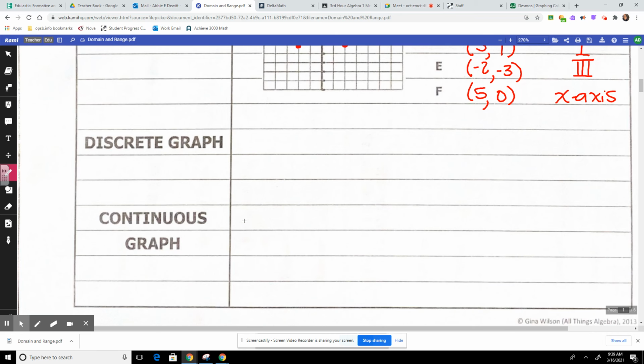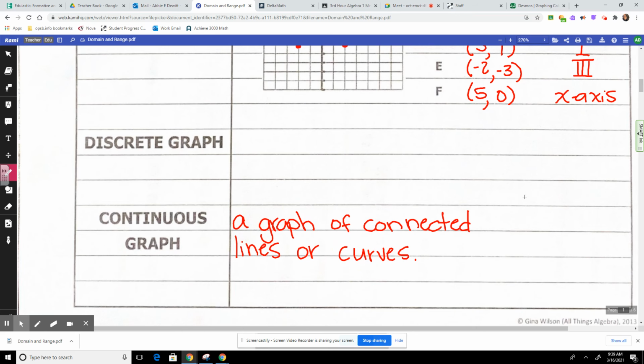Okay, so a continuous graph is a graph of connected lines or curves. It continues. So if I have a coordinate grid, that's as straight as I can draw using this pad. Sorry, guys. If I have a coordinate grid, my continuous graph may look something like this. I can trace the entire line without picking up my pencil.